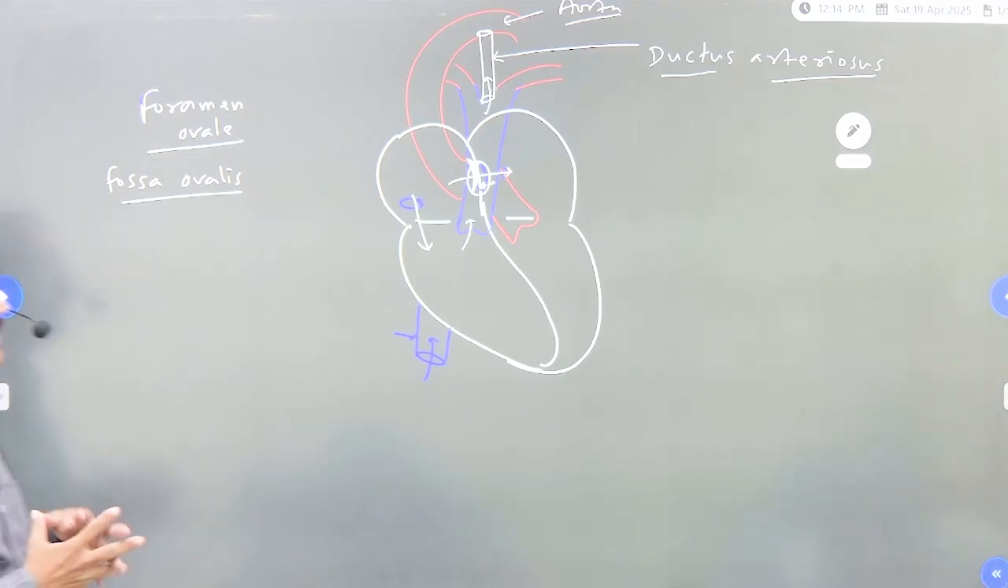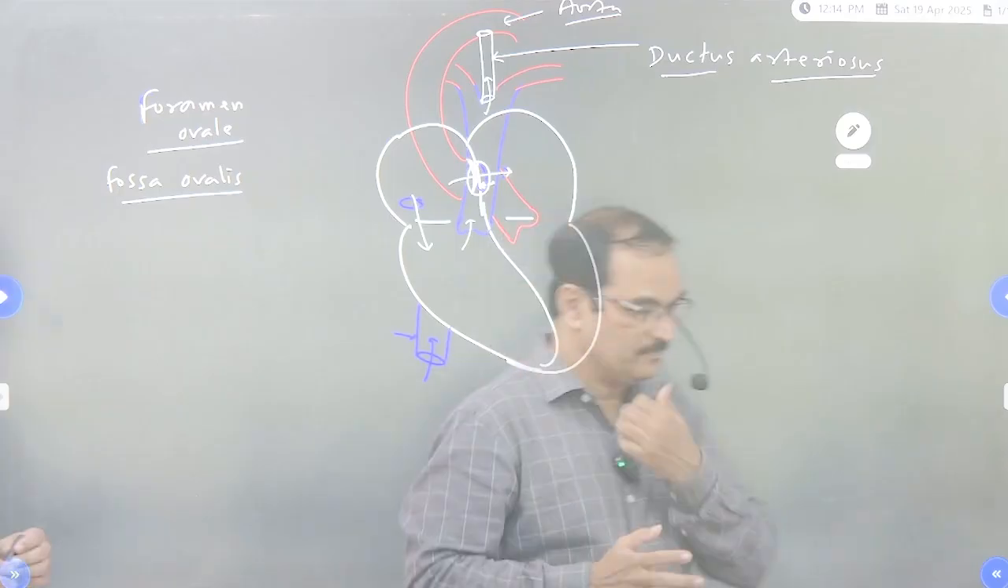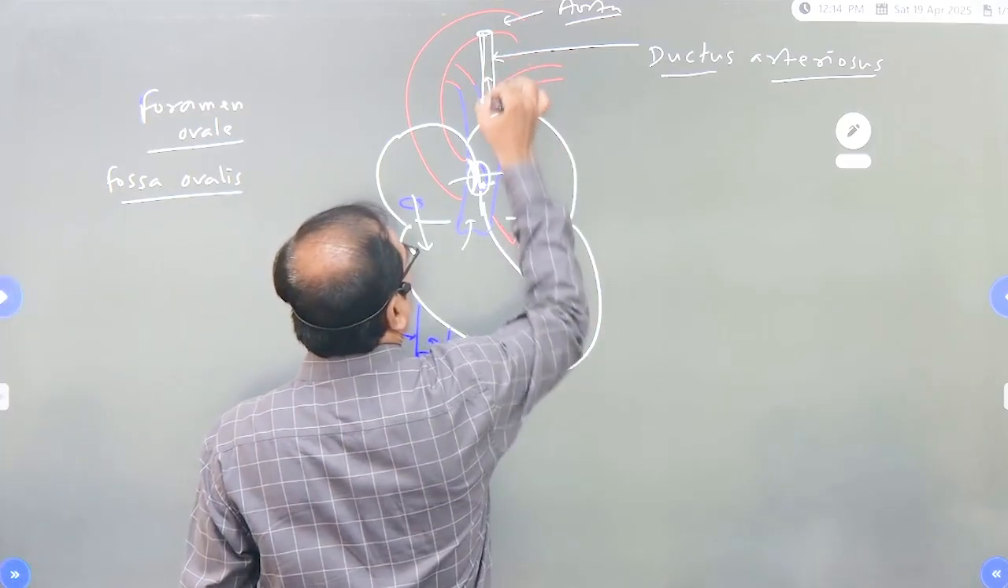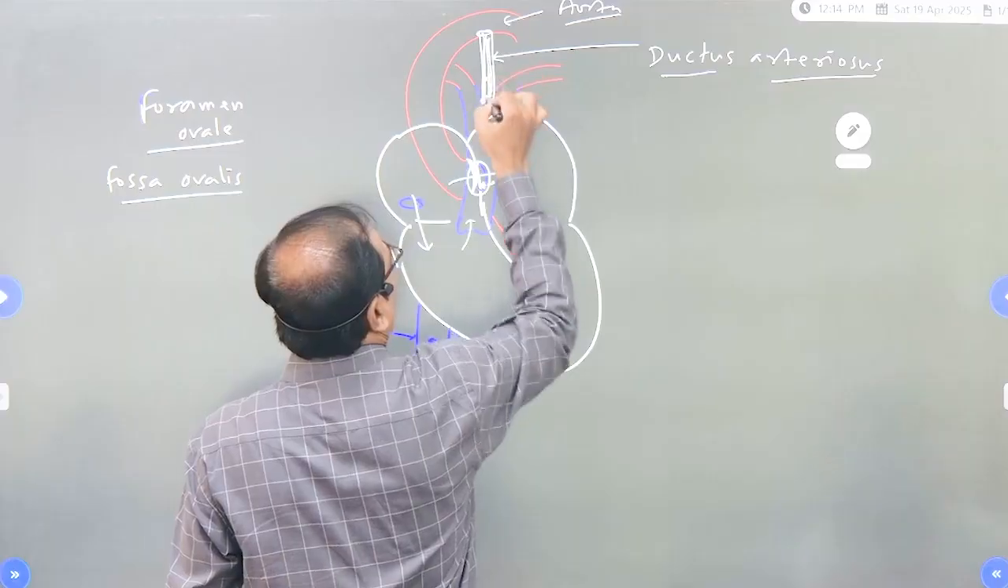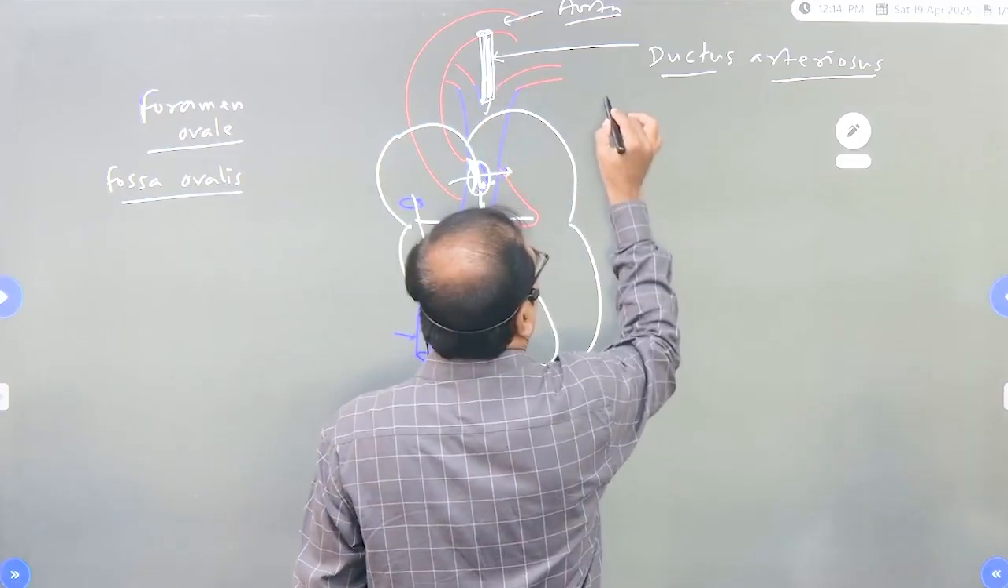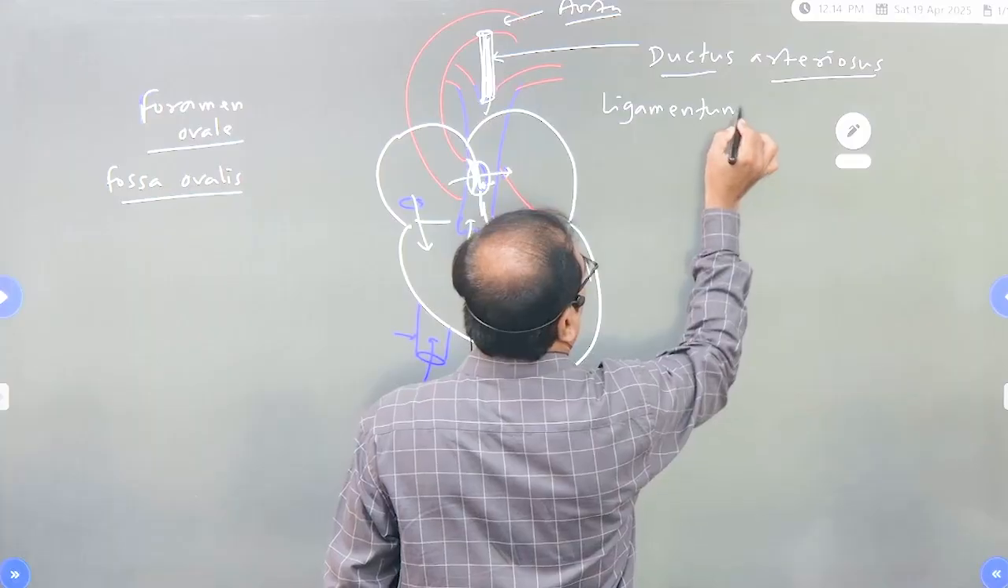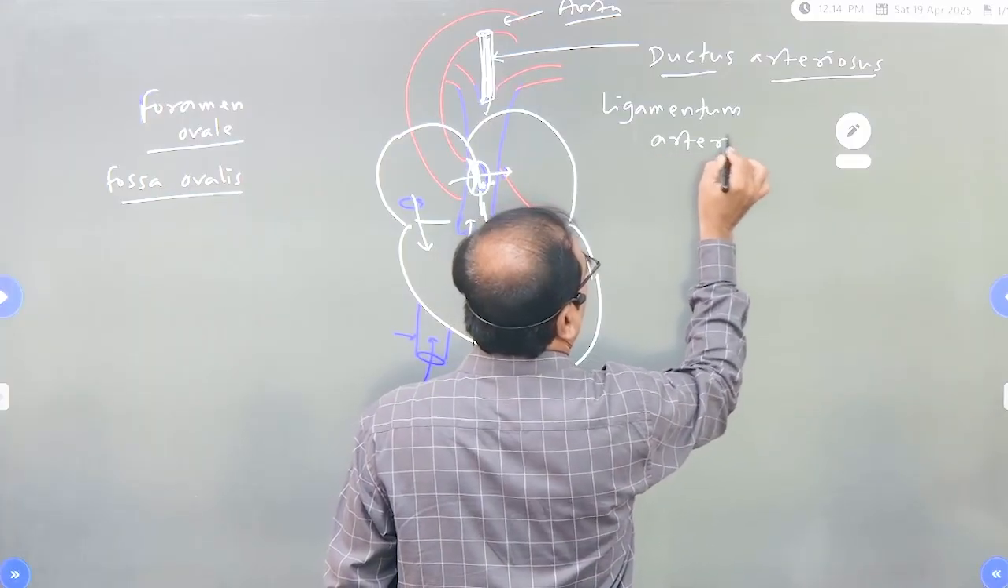It is called ductus arteriosus. Again, during birth, many changes take place. One of these, it gets closed and there is formation of a thin membrane. This membrane is called ligamentum arteriosum.